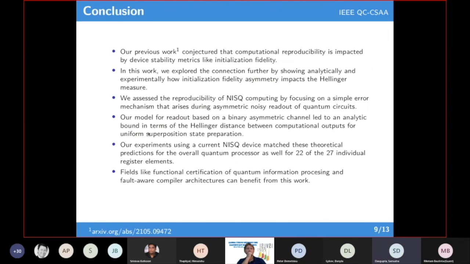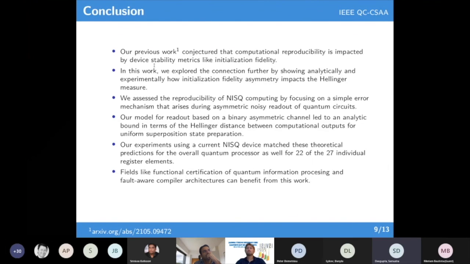So that was basically the crux of the work. Let me conclude here by summarizing. In a previous work of ours, we had conjectured that computational reproducibility is impacted by device metrics like initialization fidelity. In this work, we have tried to demonstrate that conjecture and bridge the gap between hard device data and information theoretic measures. And we hope that this work will be useful in fields like fault-aware compiler architecture design. Thank you so much for your patience, and I'm happy to take any questions if you have.